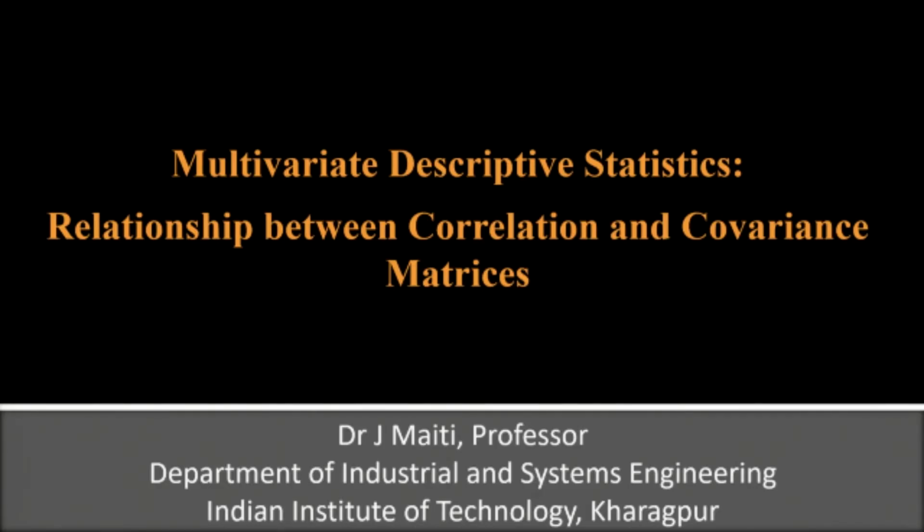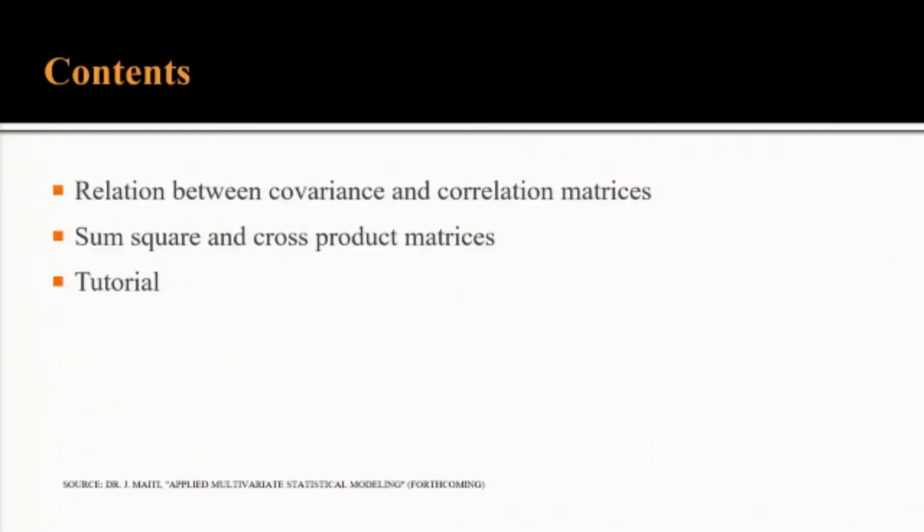Today we will discuss the relationship between correlation and covariance matrices. We will also discuss some other matrices called sum square and cross product matrices. We will discuss one tutorial. I am sure this lecture will again help you in understanding multivariate descriptive statistics in a better manner.